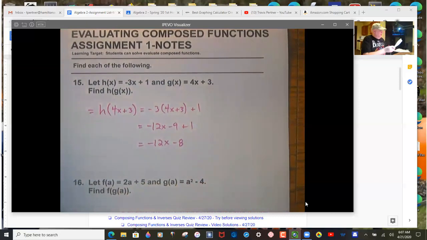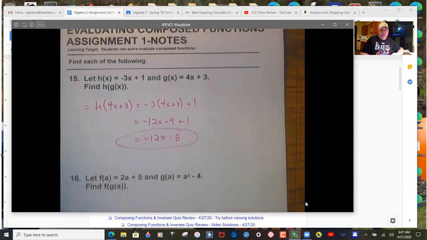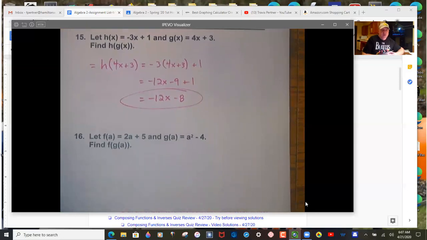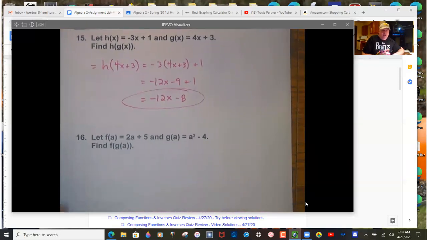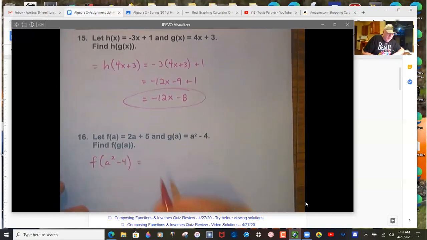And just make sure that you crunch out correctly the simplification. These can get more complicated. You'll see in your notes some examples, especially in the proving inverses page, they can get more complicated in the algebra. F of a and g of a, find f of g of a. So we're trying to find f of a squared minus 4. What does that equal?